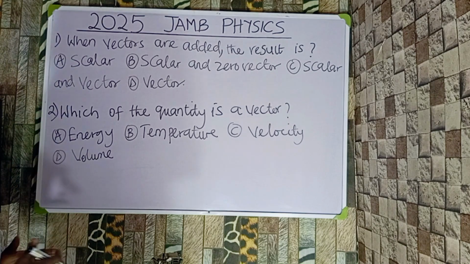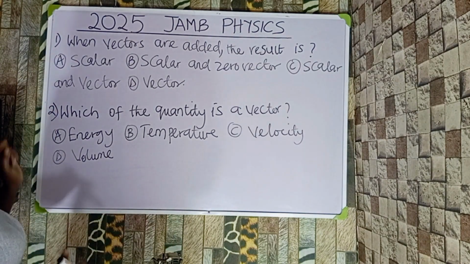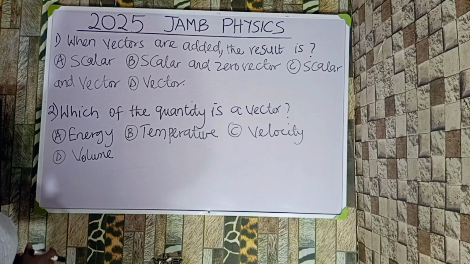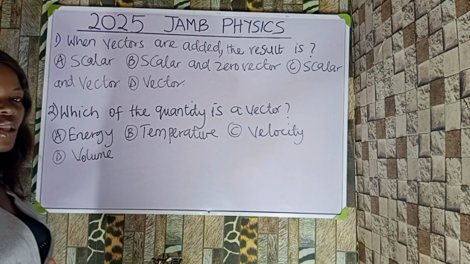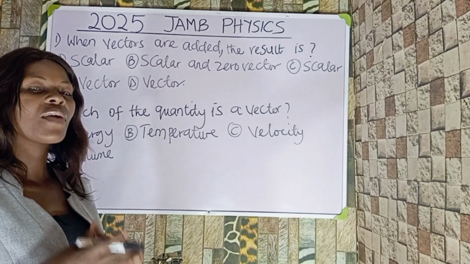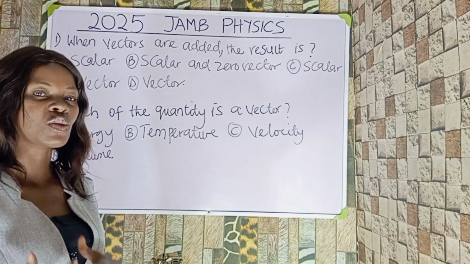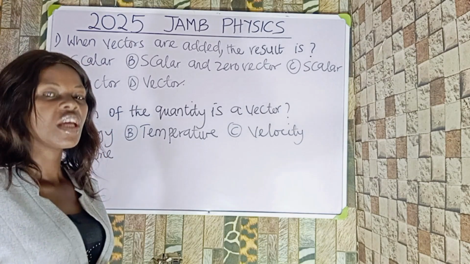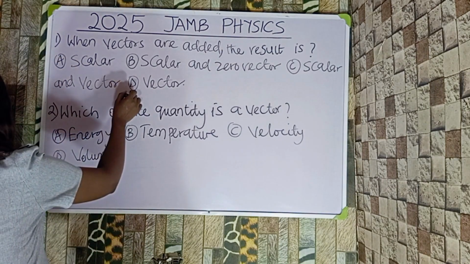The first one says, when vectors are added, the result is what? The first option is scalar, the second option is scalar and zero vector, the third option is scalars and vectors, and the fourth option is vector. Now, how do we add vectors? We add vectors in magnitude and direction, and if you add it in magnitude and direction, it still comes out to be a vector. You cannot add vectors and have it come out to be a scalar. Do you understand? Because a vector is a quantity that has both magnitude and direction. So if you add two vectors together, it's going to come out to be a vector. So the answer to this question is option D.